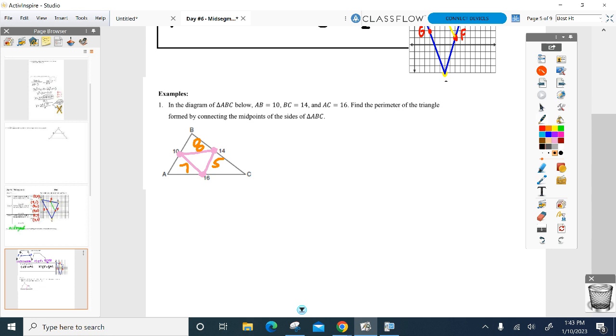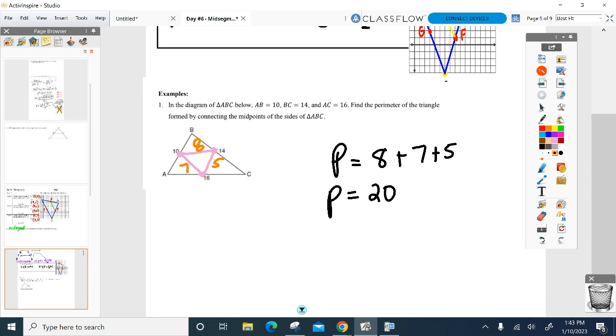And now, the perimeter of that triangle formed. 8, 7, 5. So the perimeter is going to be 20. We are in what class, though? Honors. How does that perimeter compare to the perimeter of the larger triangle?